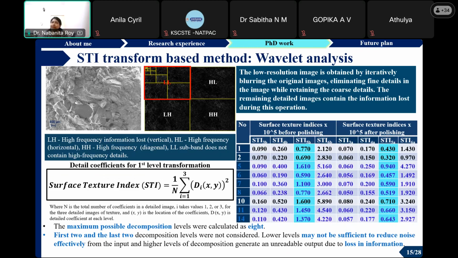But I did not consider the initial levels and final levels, because the lower levels could not reduce the noise effectively, and the higher levels of decomposition gave unreadable output due to loss of information because it was very much blurred. So we have only taken third to sixth, and in that we can see that only the fifth decomposition level was giving a very good result.